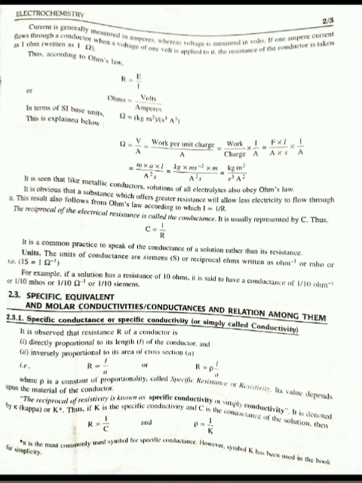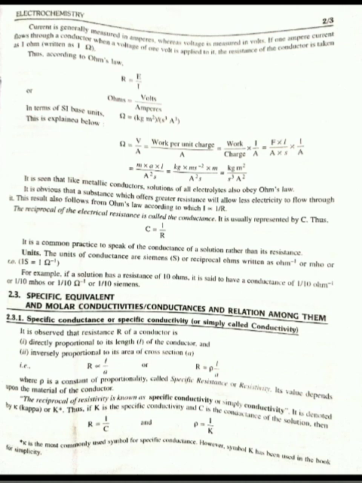Next heading 2.3. Specific, equivalent and molar conductivities, conductances and relation among them. Heading 2.3.1. Specific conductance or specific conductivity, or simply called conductivity. It is observed that resistance R of a conductor is first directly proportional to the length L of the conductor, and second inversely proportional to its area of cross section A.